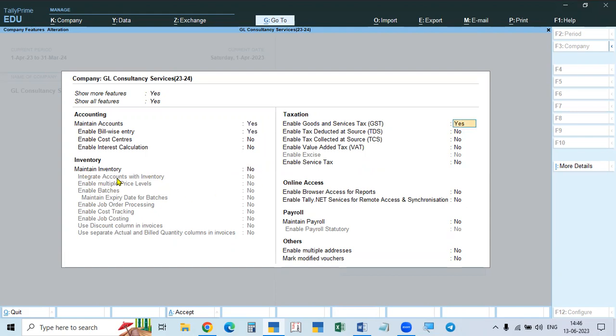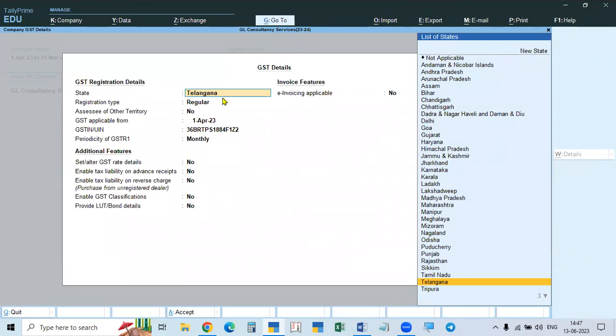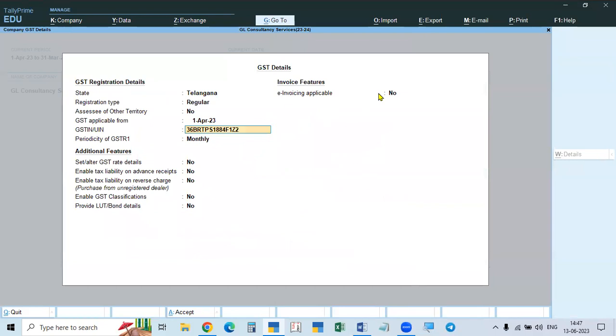If maintain inventory is no, automatically integrate accounts with inventory will be no. If you make it yes, then you have to make both yes. Otherwise, if you disable that, both will be disabled. So inventory is to be disabled. And for goods or for services also, GST is chargeable. So GST is to be enabled. It is yes. Click that. So here you have to enter all the details and the GST number. And at the end, here it will be yes only.